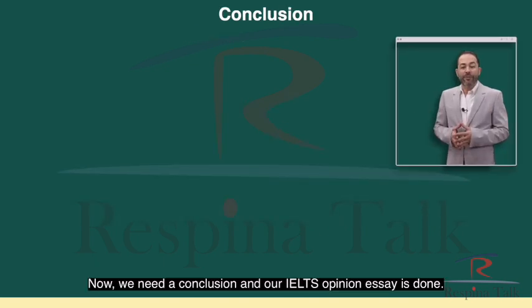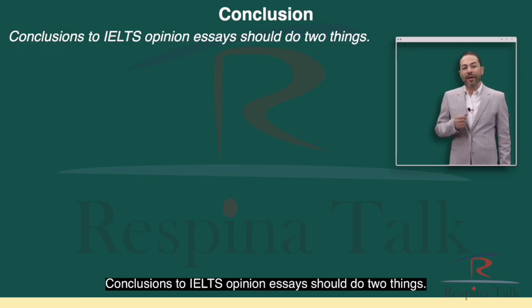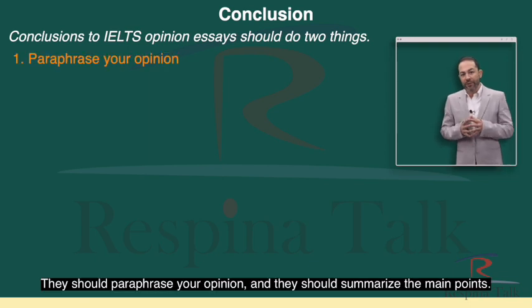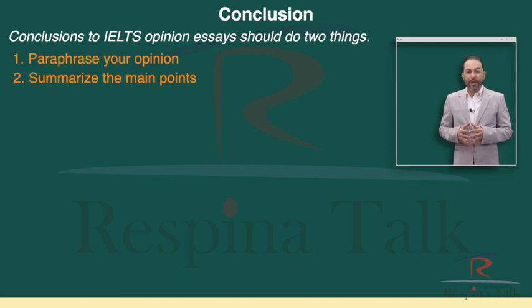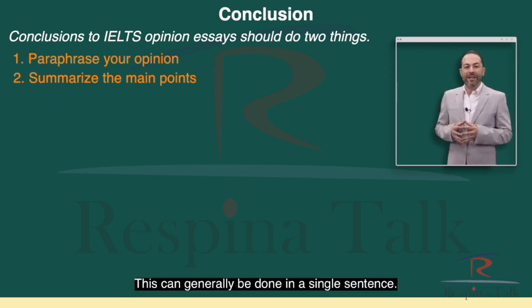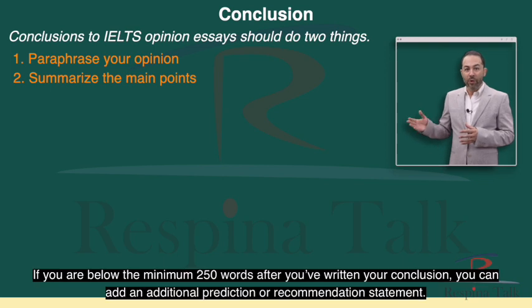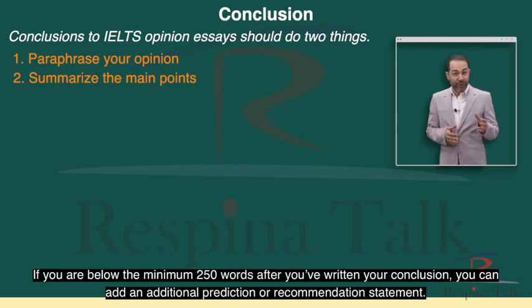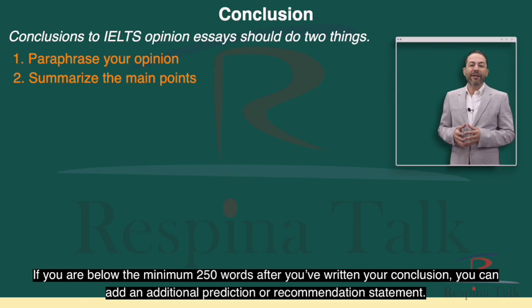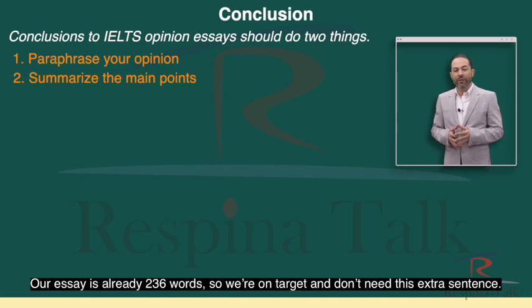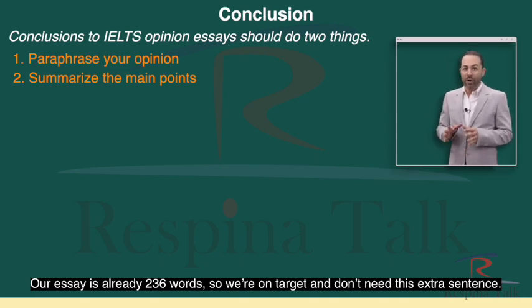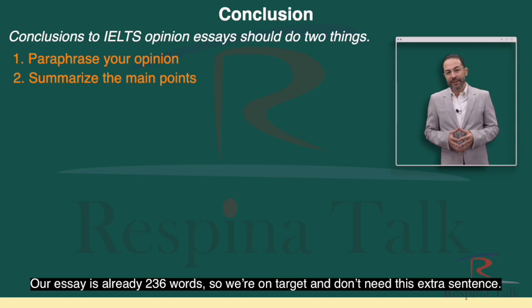Now we need a conclusion, and our IELTS opinion essay is done. Now, conclusions to IELTS opinion essays should do 2 things. They should paraphrase your opinion, and they should summarize the main points. This can generally be done in a single sentence. If you're below the minimum 250 words after you've written your conclusion, you can add an additional prediction or recommendation statement. Our essay is already 236 words, so we're on target and don't need this extra sentence.